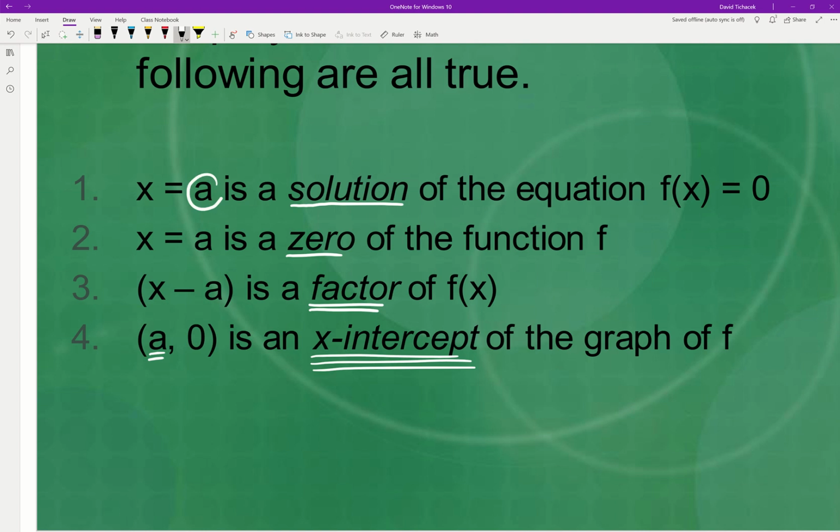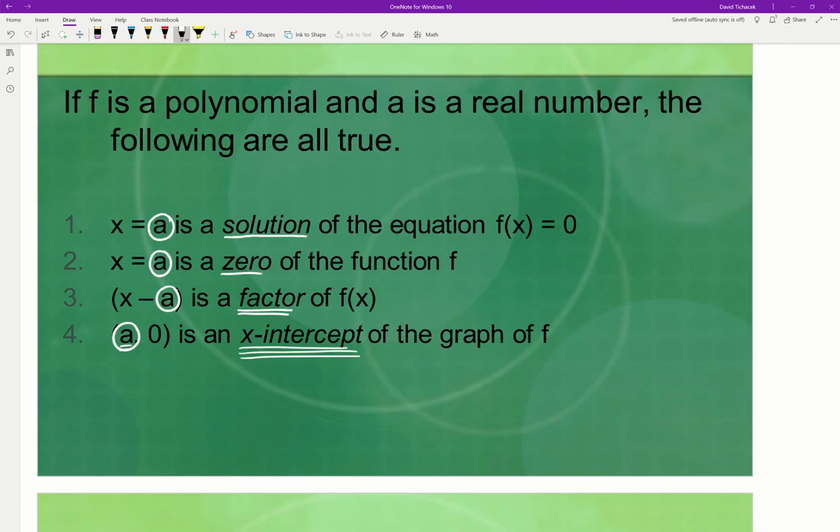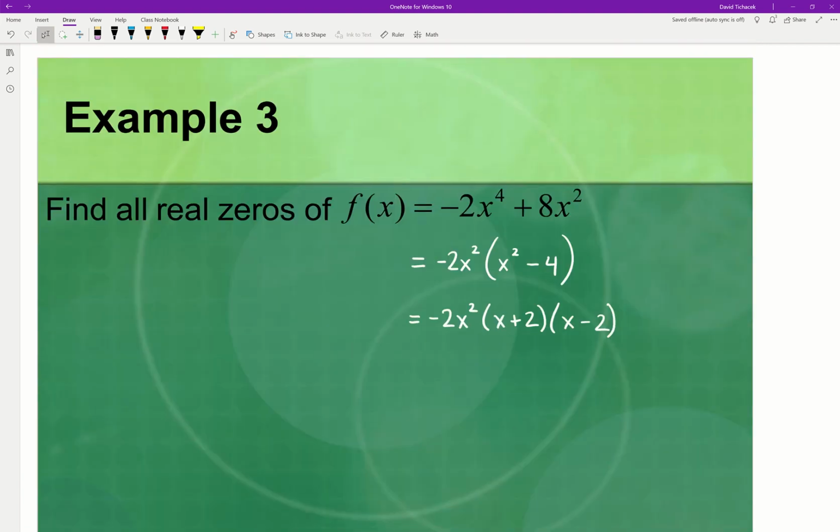Keep in mind that we are going to characterize each one of these using this number a, because these are a bunch of different languages all for the same idea. So what that means is if you find zeros, those are going to correspond to x-intercepts on your graph and vice versa, and that's going to really help us out later whenever we create pictures of the sketch of the graph.